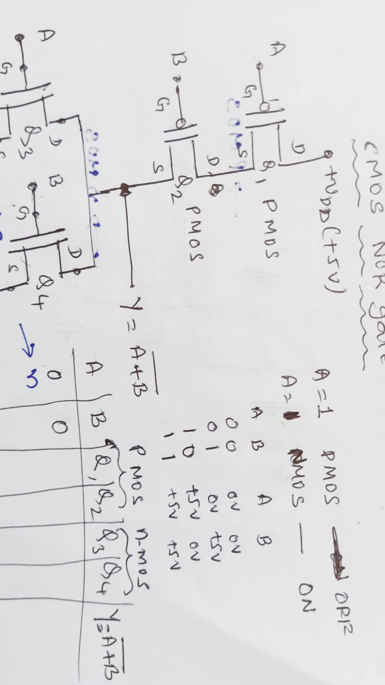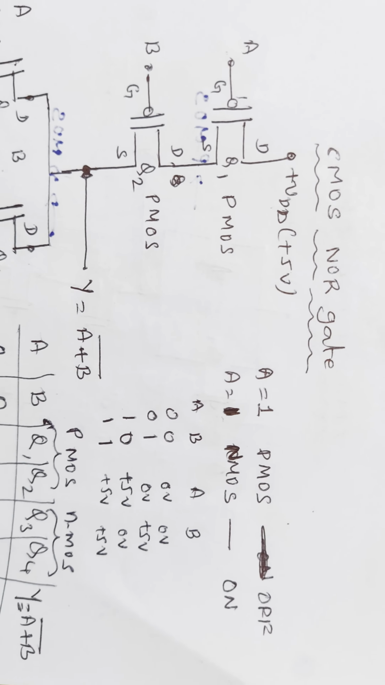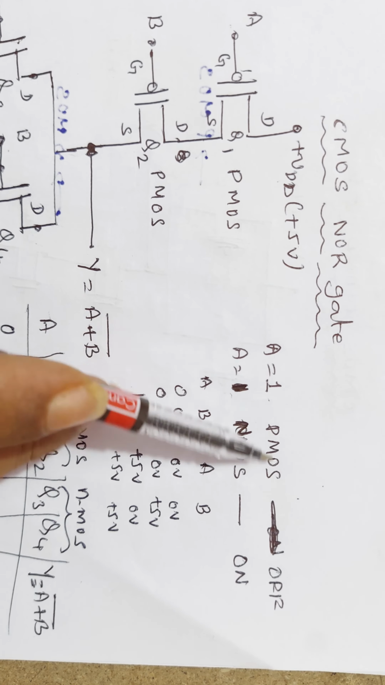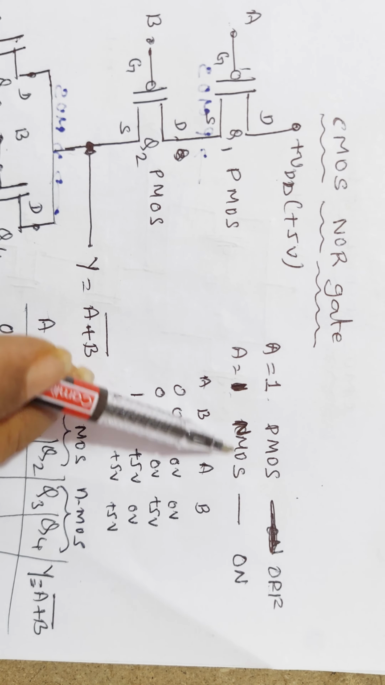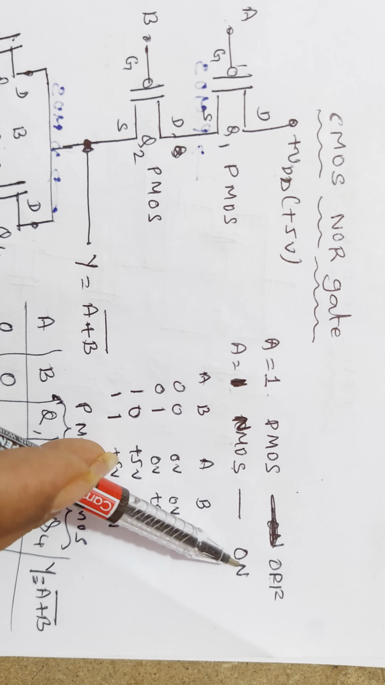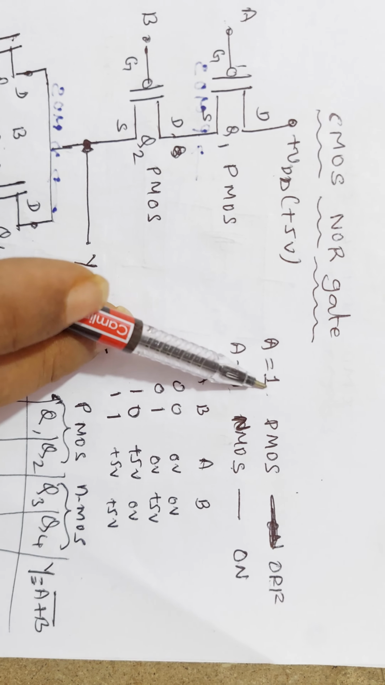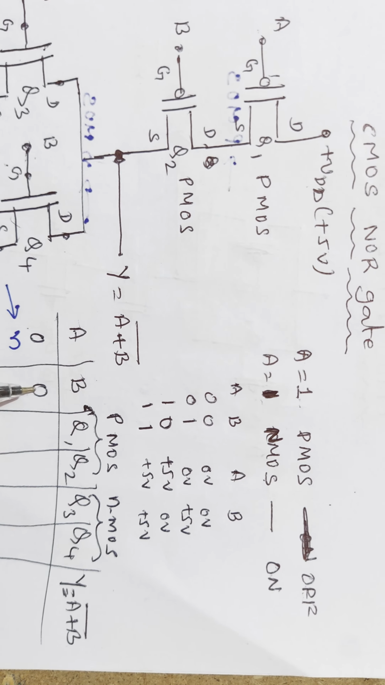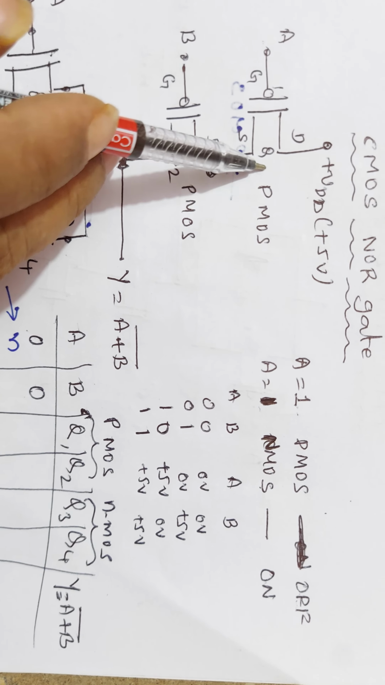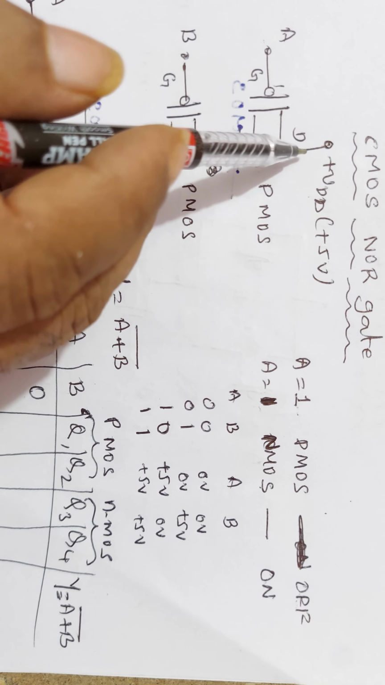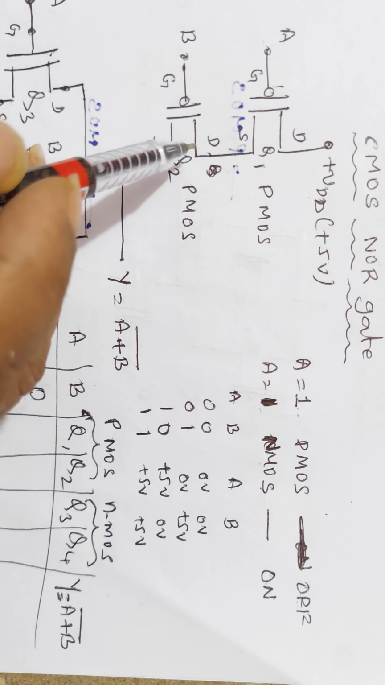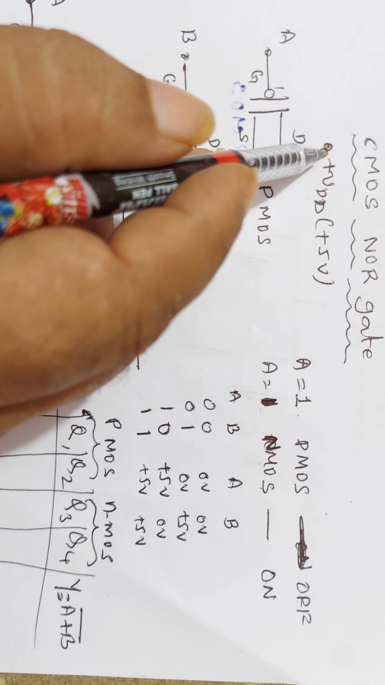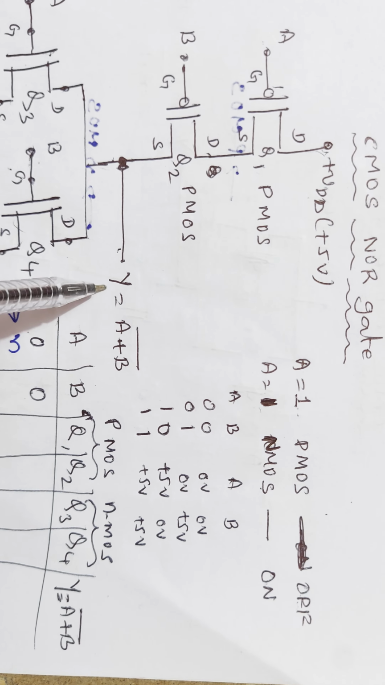And you know that for PMOS, when the input is 1, it is off, and when it is 0, it is on. For NMOS, when the input is 1, it is on. Therefore here A equals 0, B equals 0, so both PMOS transistors go on. That means two switches are closed. Therefore, there is a closed path for the flow of current from VDD, plus 5 volts, to the output Y.